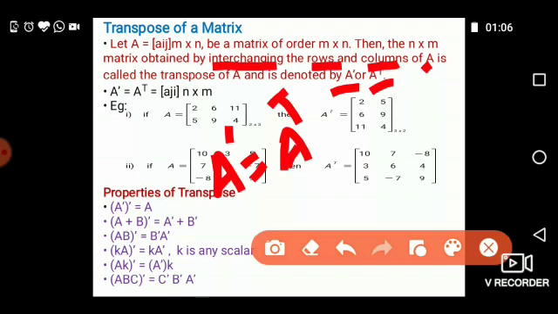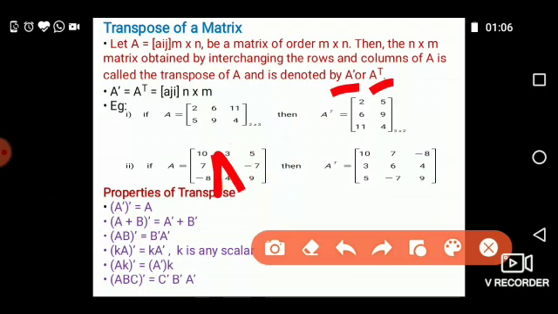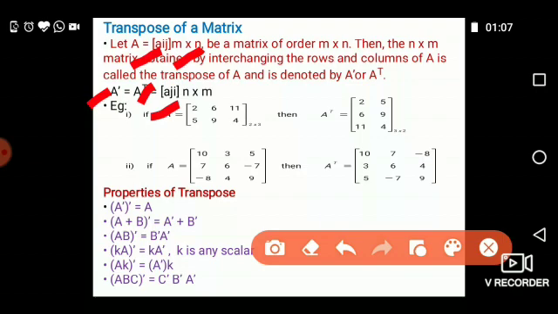For example, take any matrix of any order. Then its transpose, A dash or A to the power T, can be written as a_ji. In the given matrix A, we have the ith row and jth column and the order is m cross n. Then its A dash is written as a_ji, jth row, ith column, and the order of this matrix will be n cross m. Means in this case we are interchanging the rows and columns.